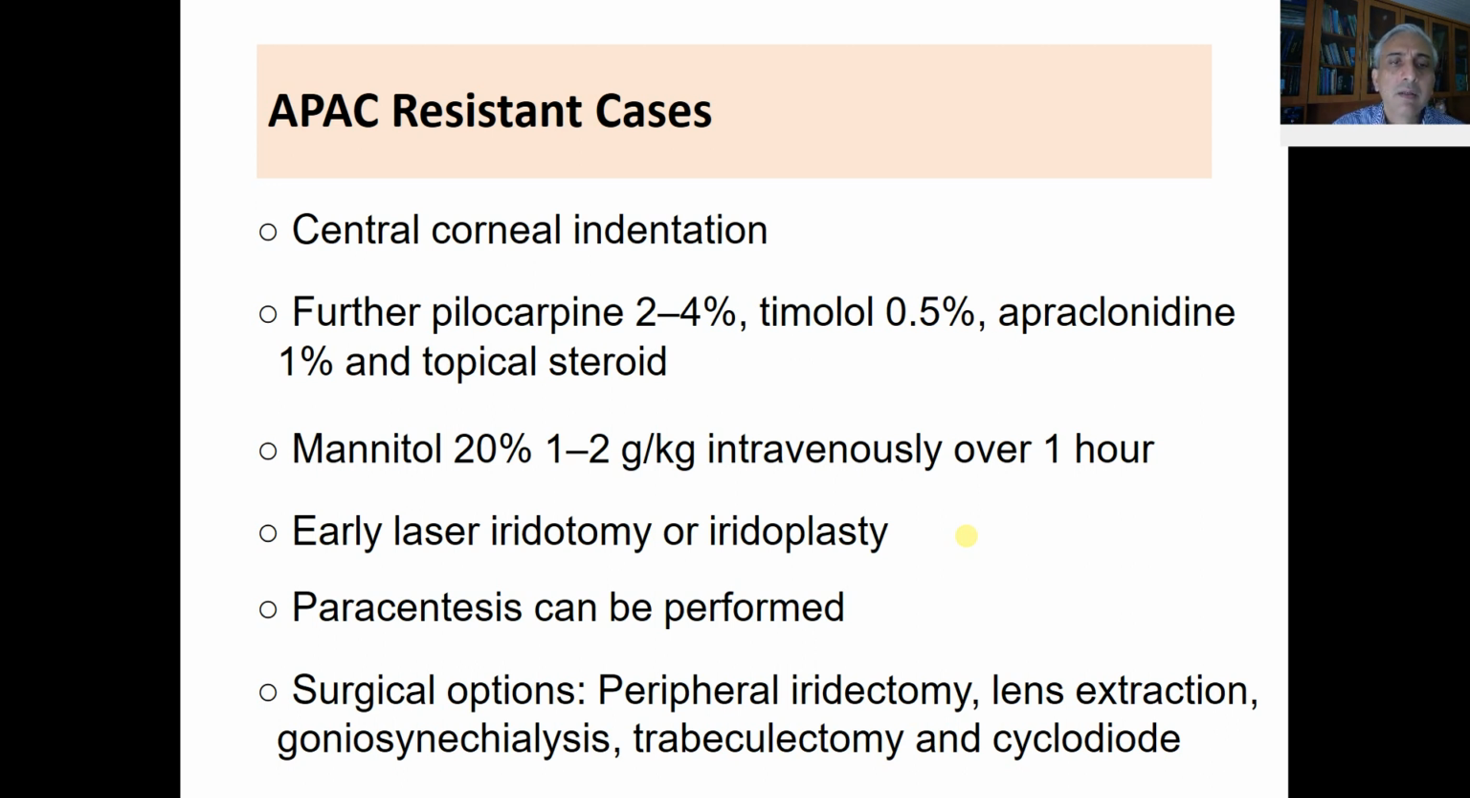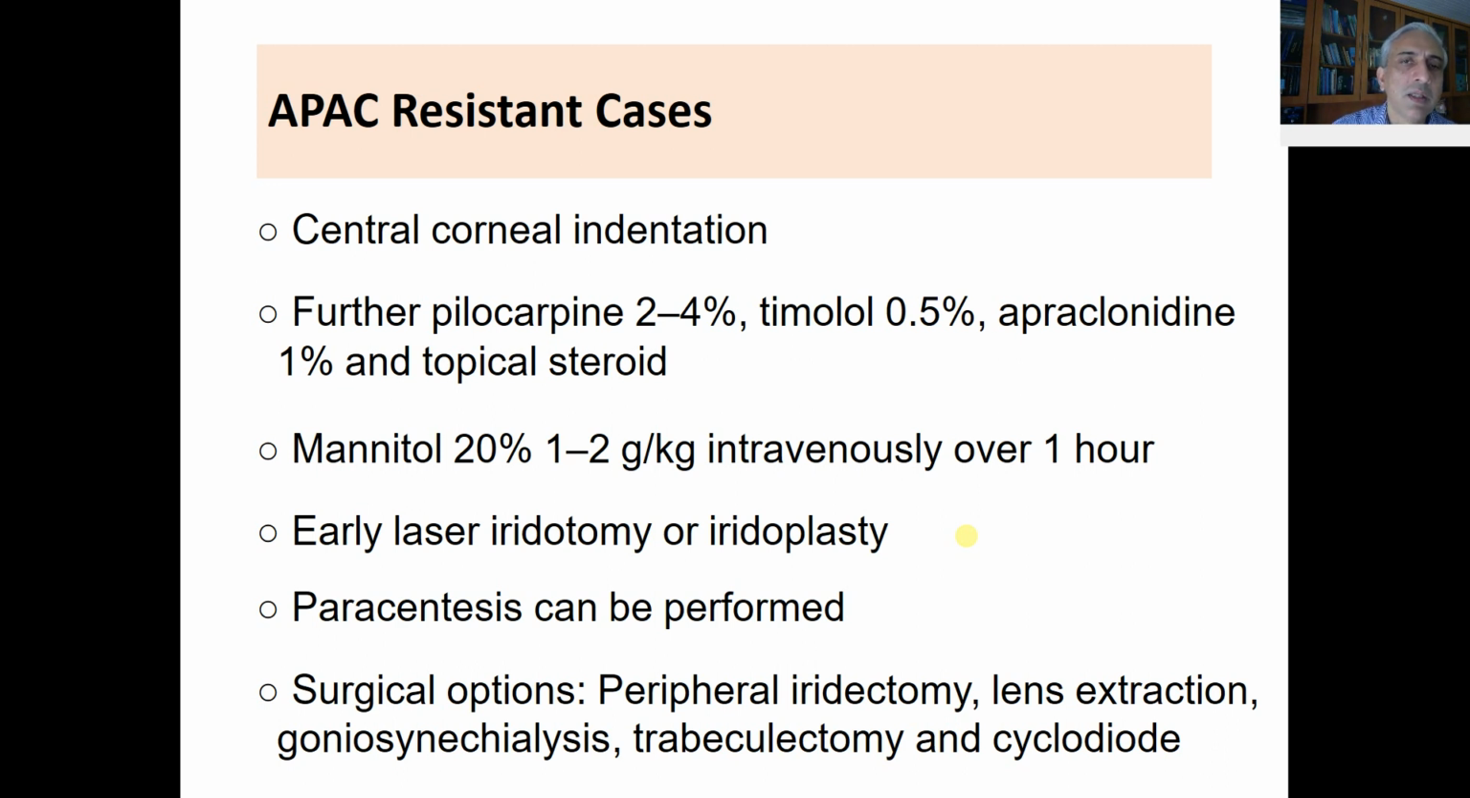Then sometimes, if there is peripheral anterior synechiae formation, when you form the anterior chamber, you put viscoelastic gel inside the angle to cause the iris to separate from the trabecular meshwork. Then the second last option is to do a trabeculectomy, in which you make a space or a channel from the anterior chamber into the subconjunctival space. I will explain that in the next lecture.